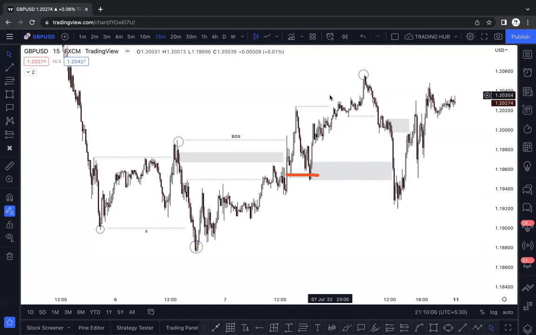No, no, no. This is not a higher low. This is a single move. Actually, this is our counter trend. This move.